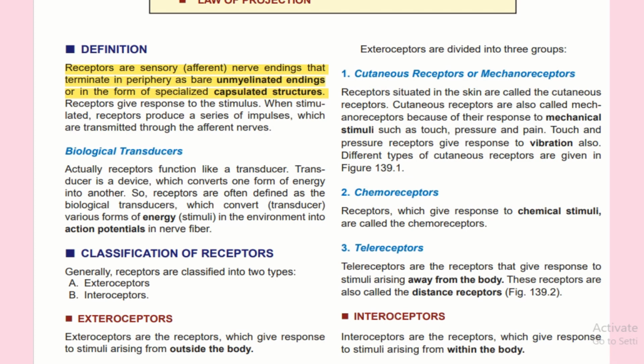Biological transducers, or actually receptors function like a transducer. Transducer is a device which converts one form of energy into another. So the receptors are often defined as the biological transducers which convert the various forms of energy stimuli in the environment into the action potential in the nerve fiber.